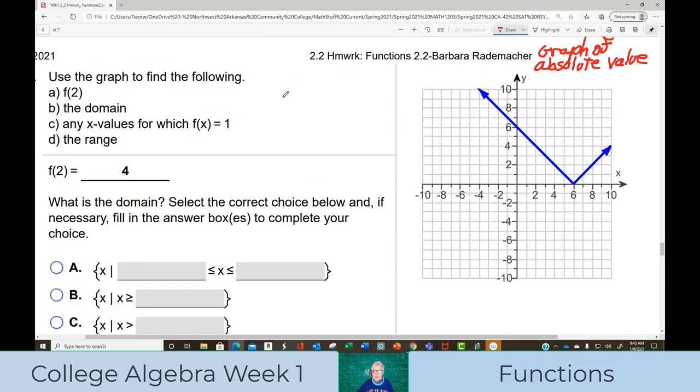Okay, so use the graph to find the following. What is f of 2? What that means is you go to 2 on the x-axis. You go up to the graph. And then over to the y-axis. And you get 4. So f of 2 is 4. And what that means is you've got the point (2, 4) on your graph. This is the point (2, 4).